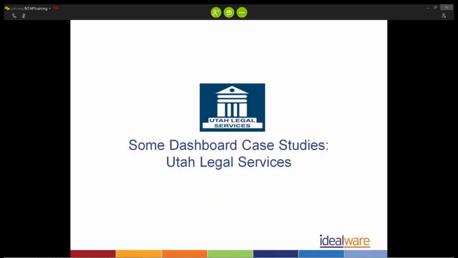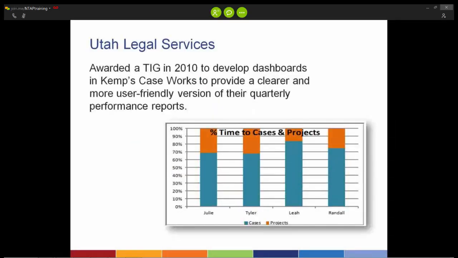All right, let's talk through another one. Utah Legal Services. Utah is kind of a different one. It's almost entirely looking at internal productivity type things. So they have built on top of Kemp to basically look at quarterly performance reports. This is, among other things, on an advocate level. And this is an interesting thing: I'm sure that they would say that there's a lot of context used in addition to this.